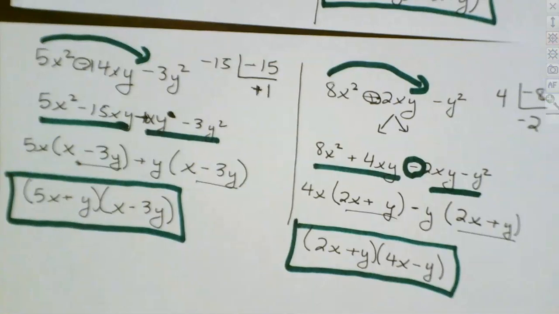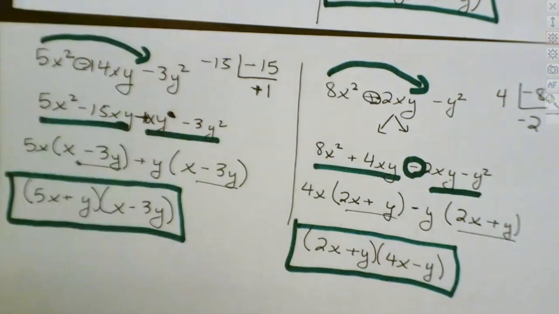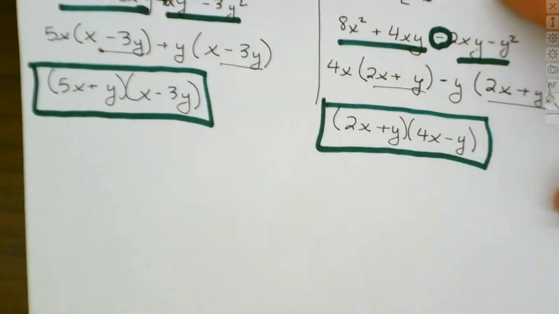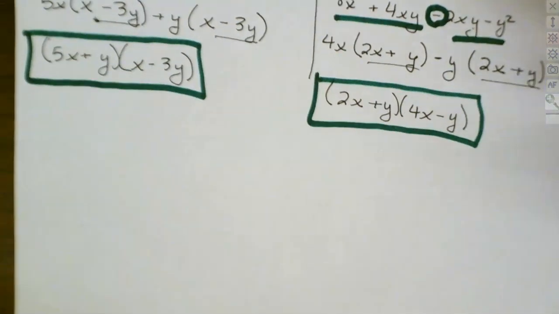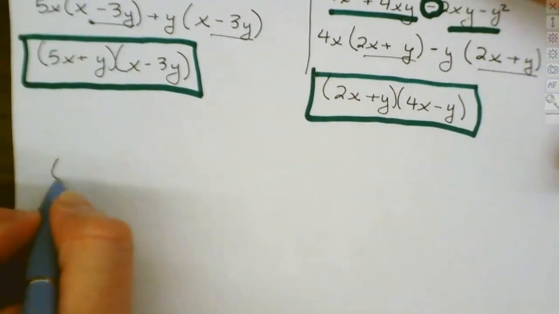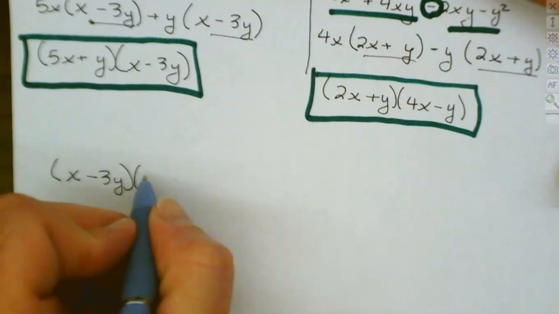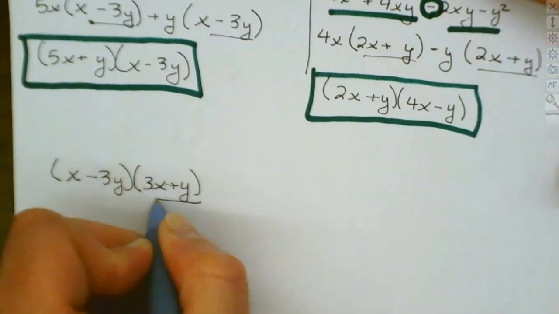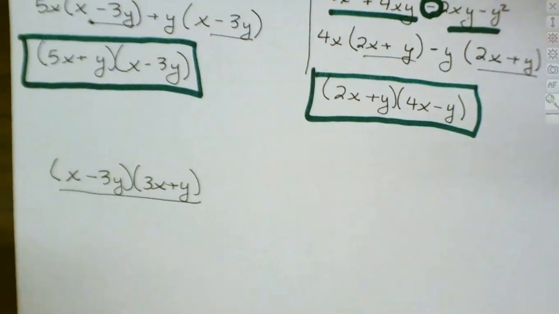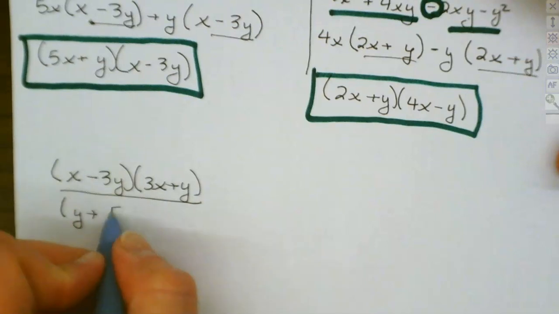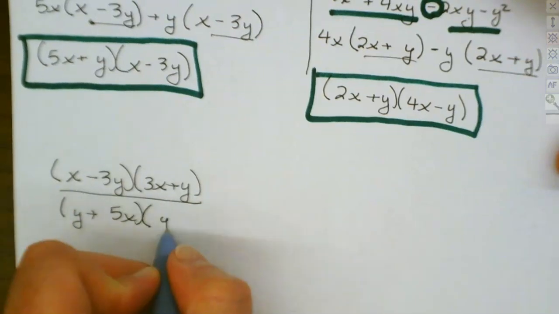This was question number 7 from 6-1 and 2. We're mostly done. We have done all the hard work. So now we're going to rewrite it, and then we'll start canceling and working with it. So everything has been factored. So let's write out what we've got when we factored. When we factored, we got x minus 3y, 3x plus y, and then down below on that one, we've got a y plus 5x, and we've got a y minus x.